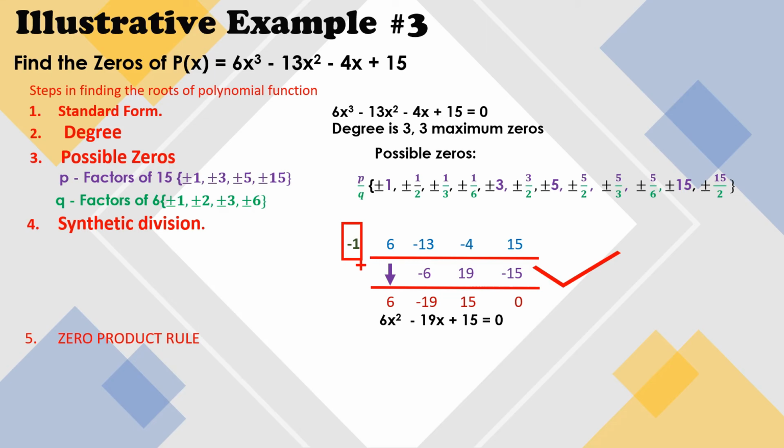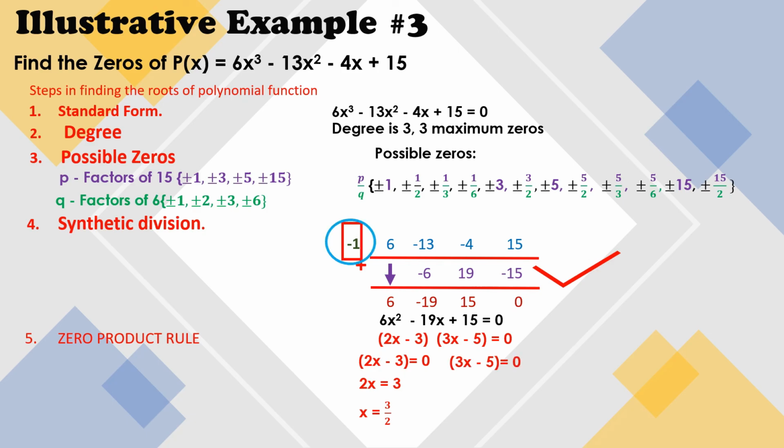So we will have 6x squared minus 19x plus 15 equals 0. Then look for the factors of this quadratic equation. So we will have 2x minus 3 times 3x minus 5 equals 0. Then proceed to step 5, which is the zero product rule, since it is already in factored form. So we equate 2x minus 3 to 0. Solve for x, we will have 2x equals 3. Divide both sides by 2. Then x is equal to 3/2.